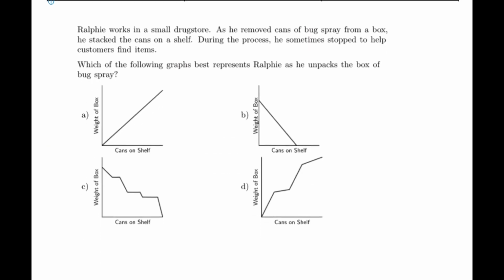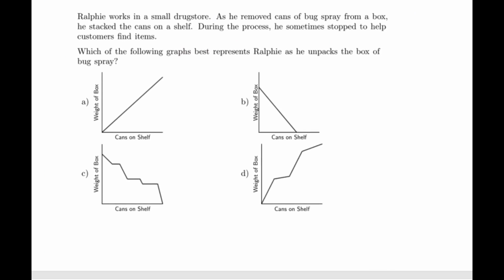Okay, Ralphie works in a small drugstore. As he removed cans of bug spray from a box, he stacked the cans on a shelf. During the process, he sometimes stopped to help customers find items. Which of the following graphs best represents Ralphie as he unpacks the box of bug spray?